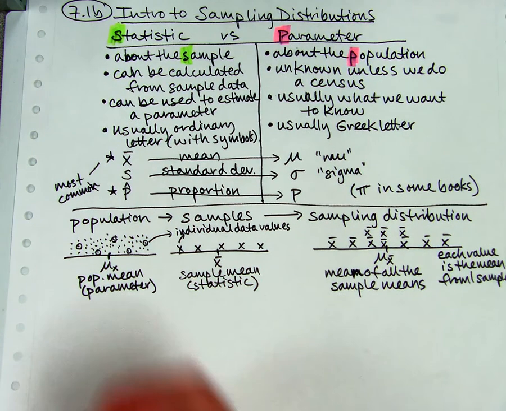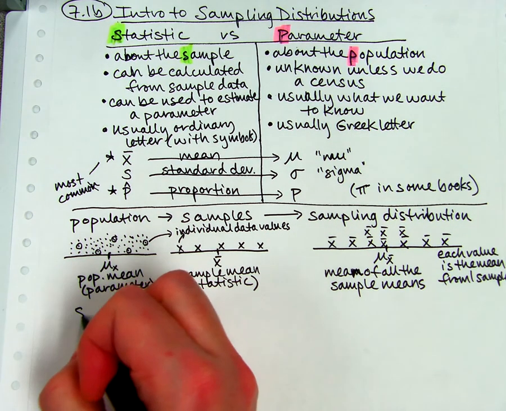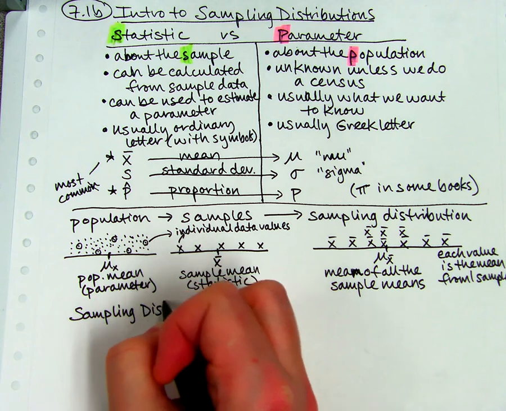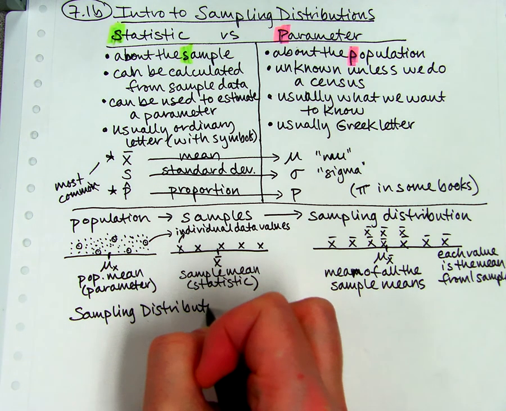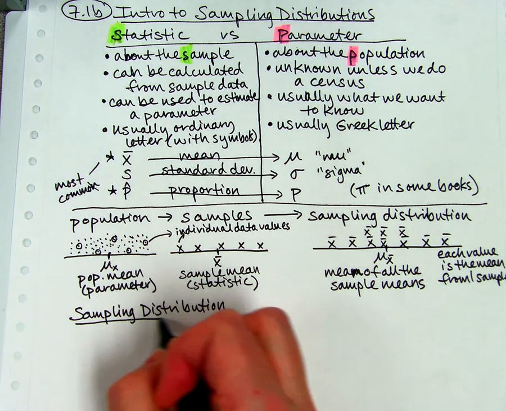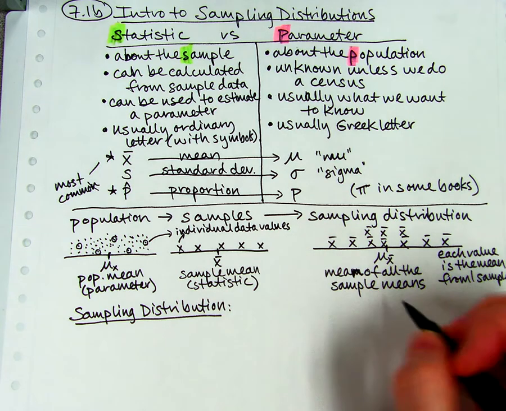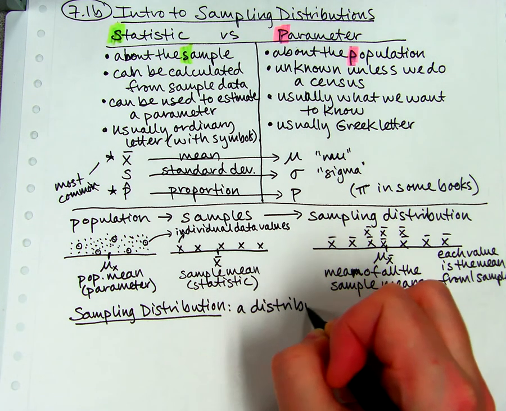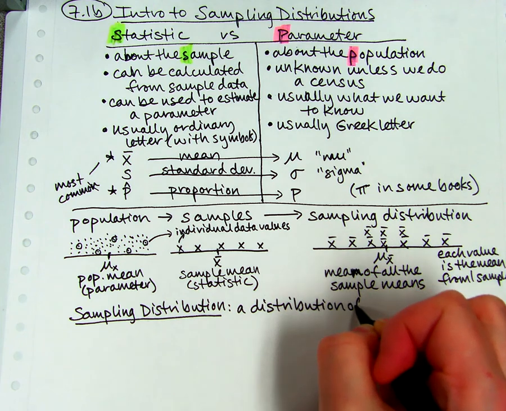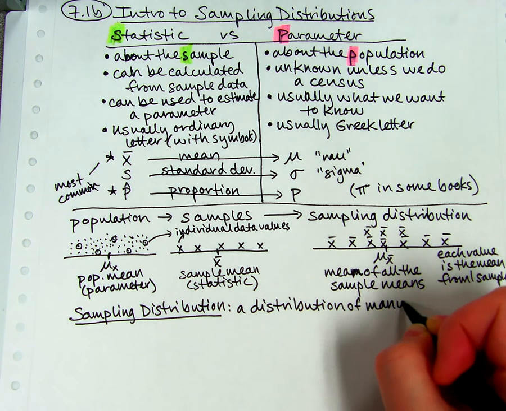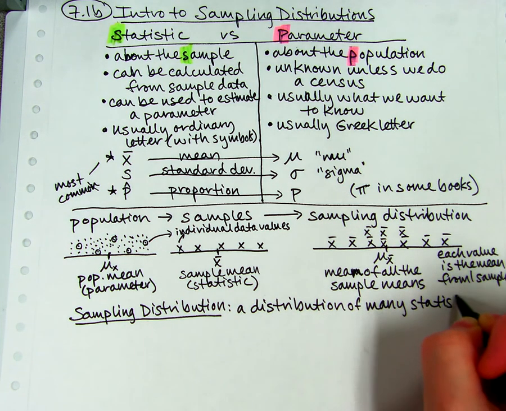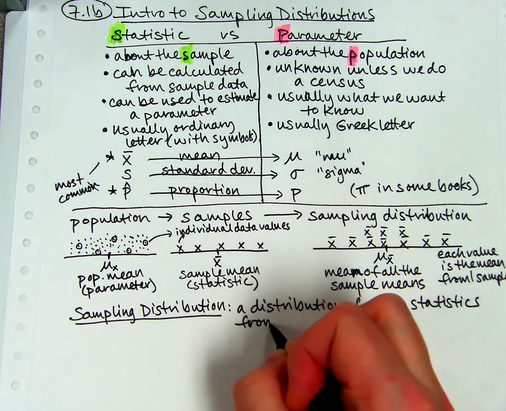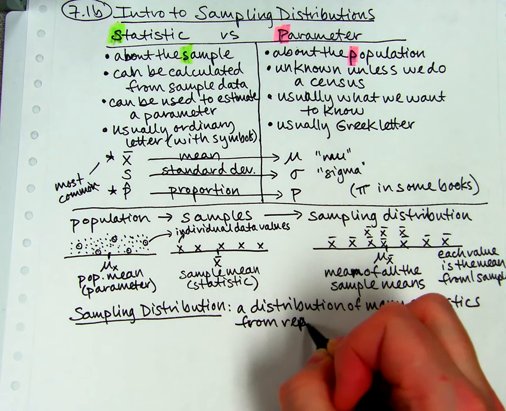So let's summarize our vocabulary here. We've got a sampling distribution. What is that exactly? I'll give you the official definition, which also was in the Desmos somewhere, but a sampling distribution officially is a distribution of many statistics from repeated random samples.